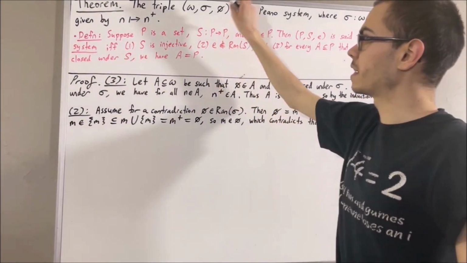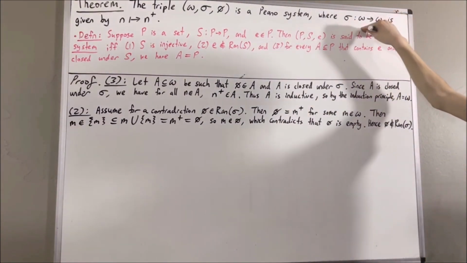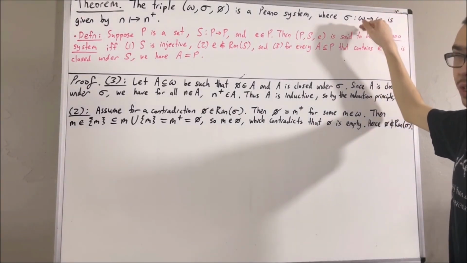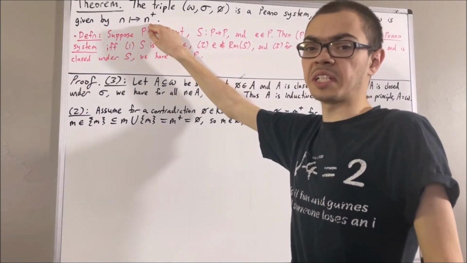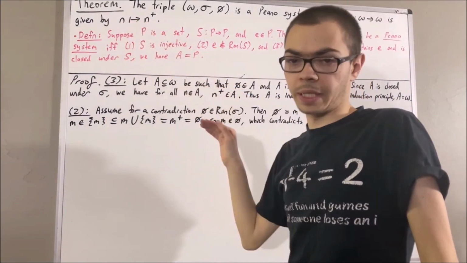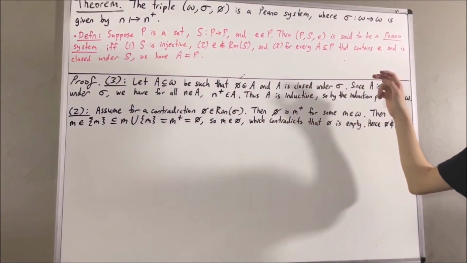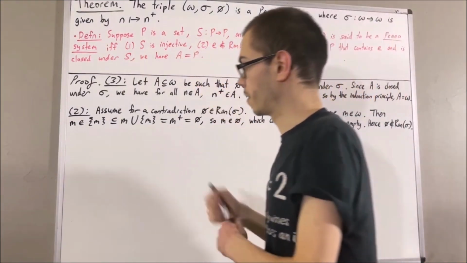We're trying to prove that sigma is an injective function. To prove that sigma is injective, we're trying to prove for every natural numbers a and b, if the successor of a is equal to the successor of b, then a is equal to b. So to prove that, let's give ourselves two arbitrary natural numbers, a and b, and we'll suppose that the successor of a is equal to the successor of b.